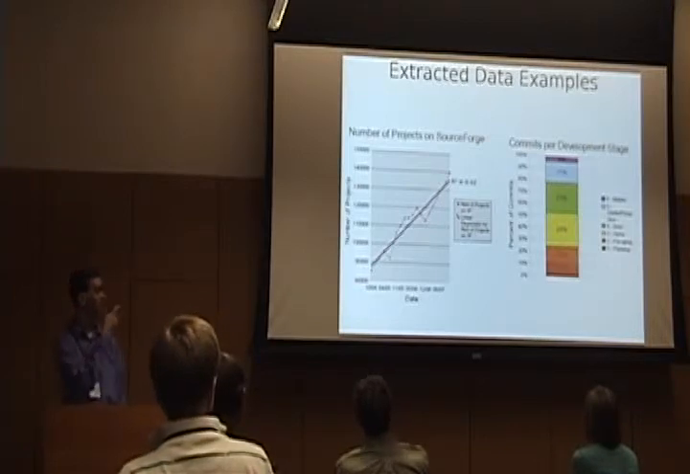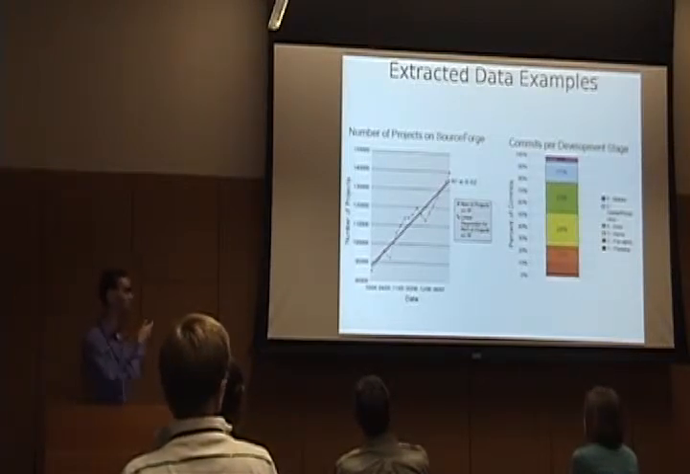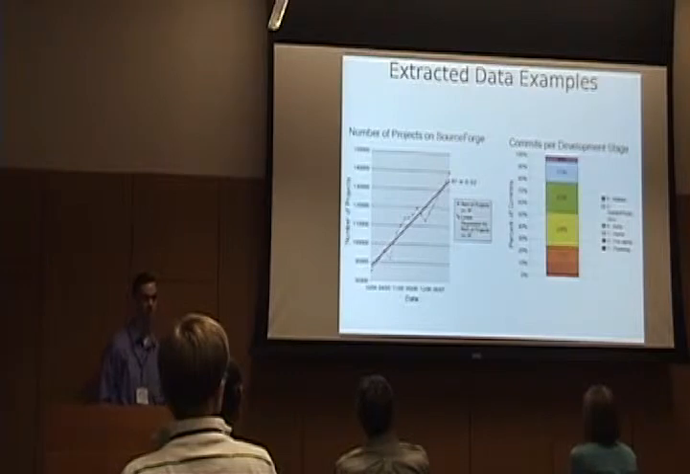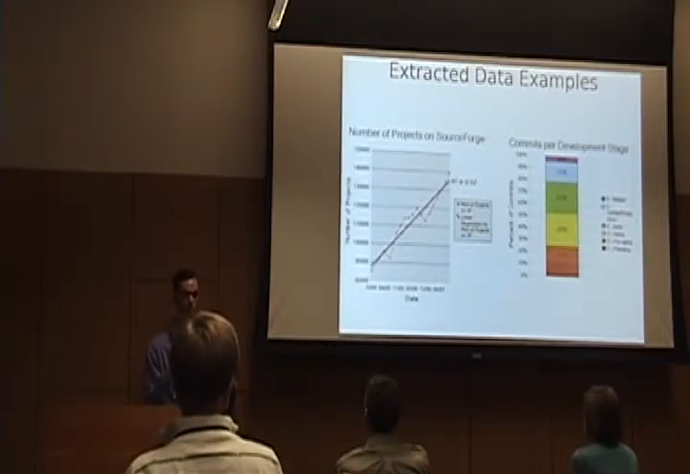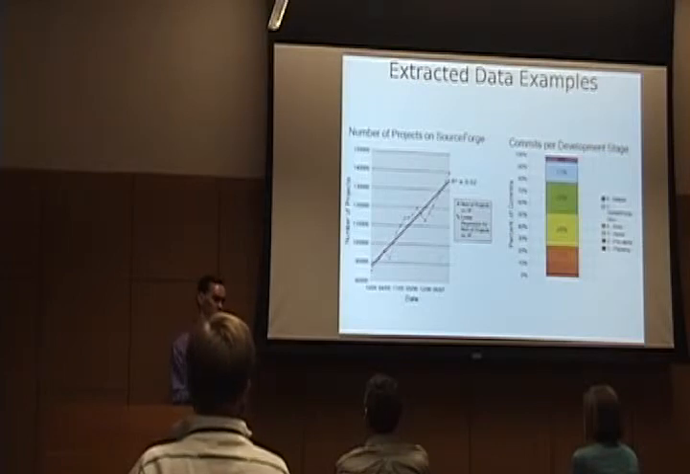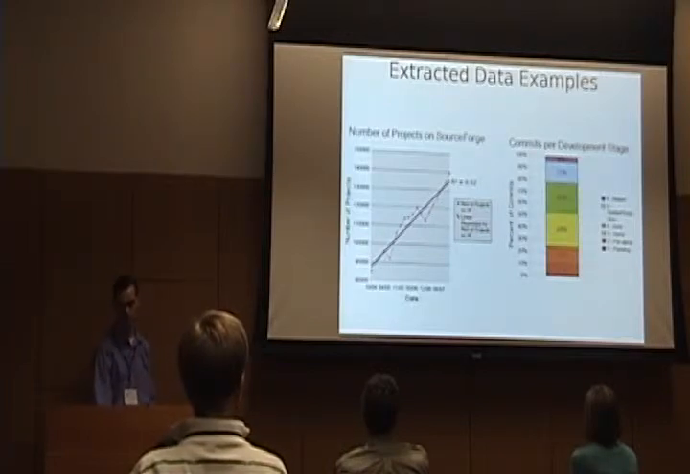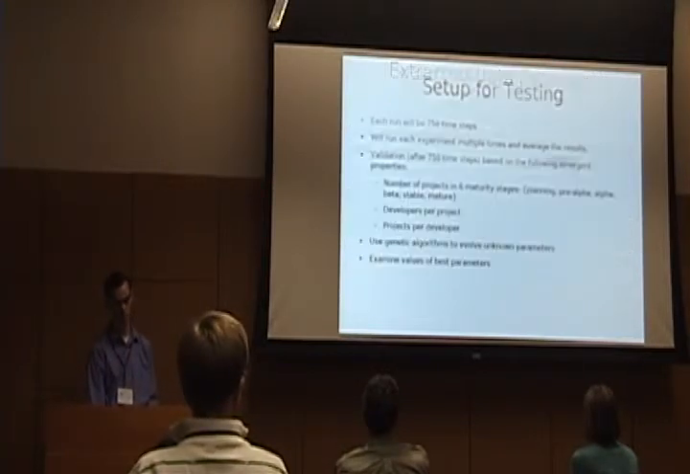So just some examples of the kind of data that had to be extracted. For example, this gives you an idea of what the rate of growth on SourceForge is, the rate that projects are being added. Right-hand side is showing you the number of commits. We needed some idea on when to categorize a project in each one of the maturity stages, and we're doing that based on the number of commits that occurred, mining that from real data. So you can see, for example, that the bulk of the work is done in the alpha and beta stages.